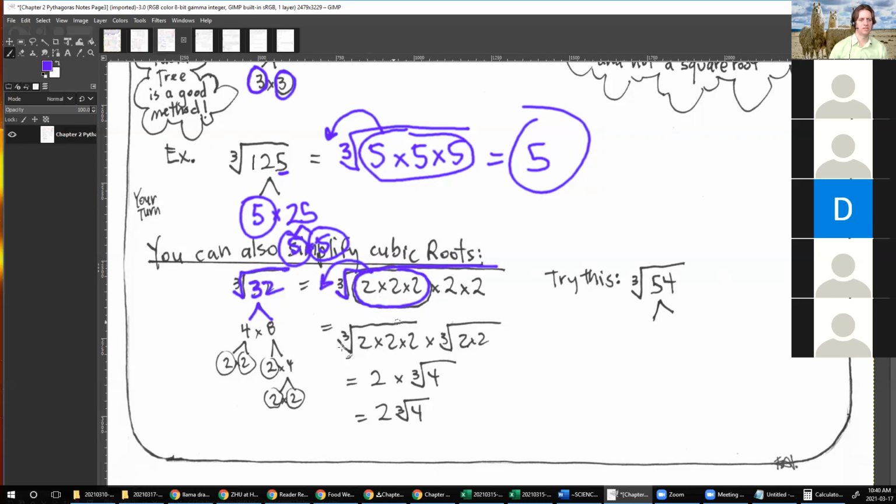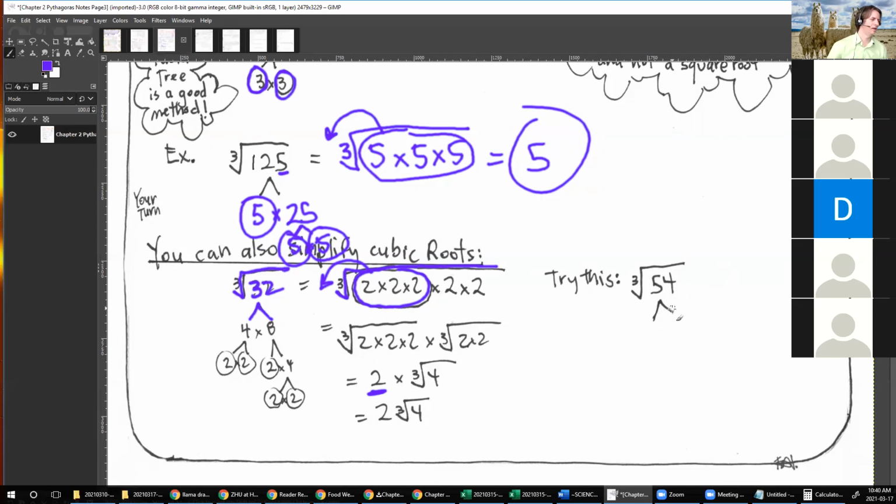Essentially what I'm doing is I'm just separating them, but I'm going to pull that out, and it's going to become just one of those. And these two are lonely. They don't have a triplet, so they can't come out. They have to stay in. And the cubic root of 4, so it's going to be 2 times the cubic root of 4.